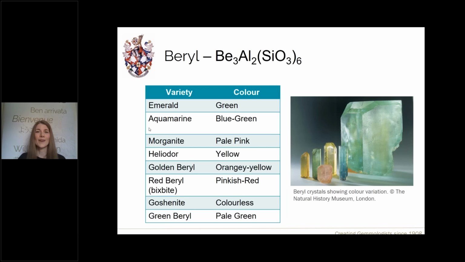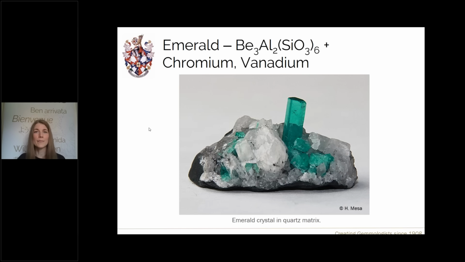The first variety we're going to talk about is emerald. So this is our beryllium aluminium silicate plus chromium and vanadium. And these coloring elements give it that bright green color that is so closely associated with emeralds. And emeralds form as these hexagonally shaped crystals, as you can see in this image here. So this is an emerald crystal in a quartz matrix.